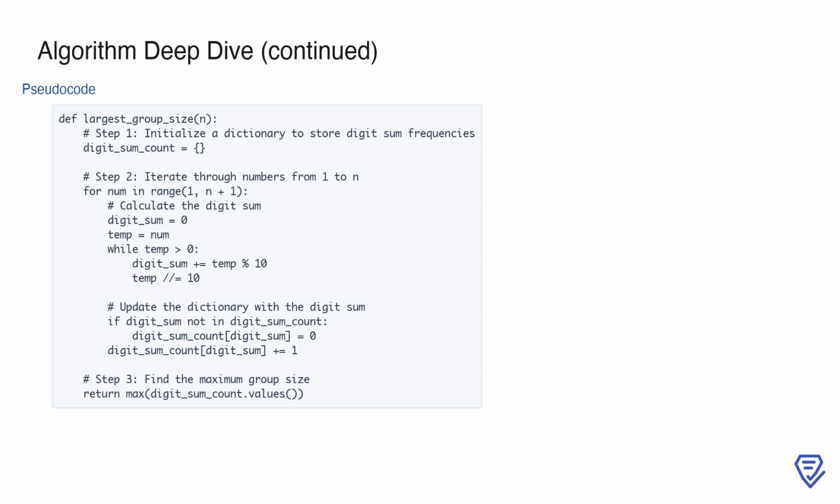After processing all numbers, we find the largest group size by taking the maximum value in the dictionary. This approach ensures that we efficiently calculate the desired result while optimizing memory usage. The algorithm is both simple and scalable, making it well suited for a range of inputs, from small values of n to very large ones.